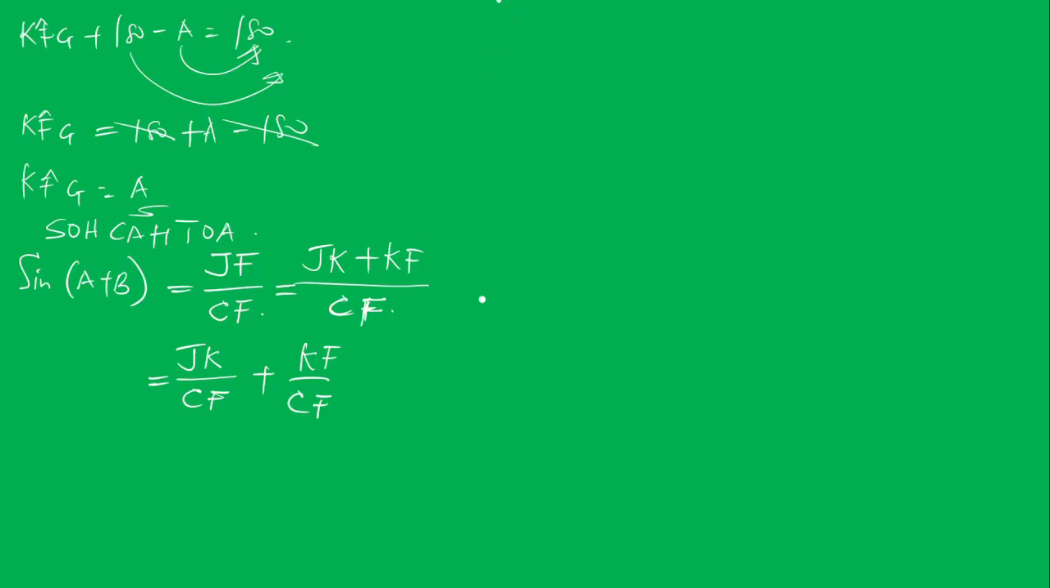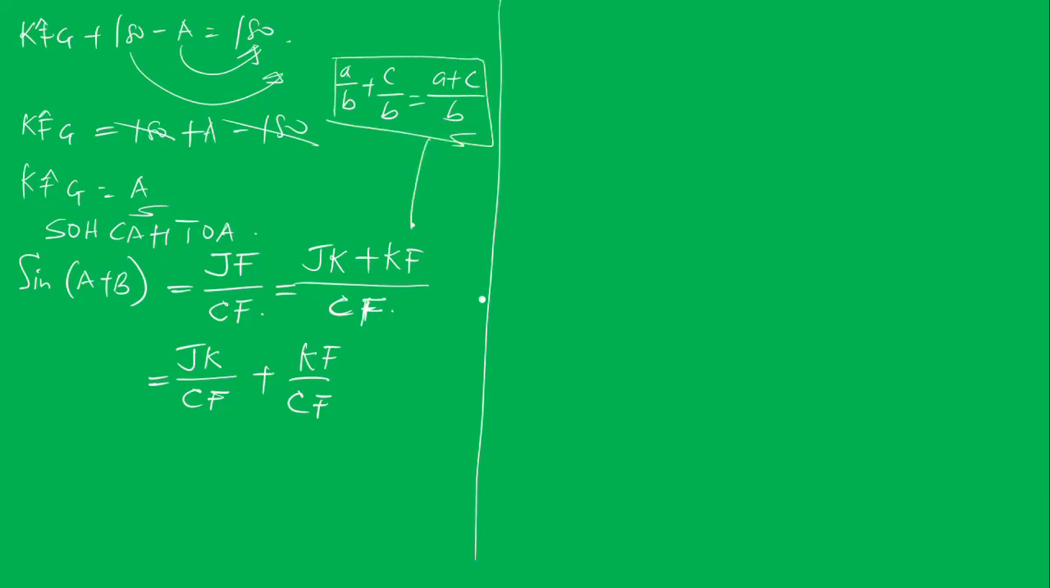So what we just applied here is the fraction rule, where if you have A all over B plus C all over B, it's the same thing as saying you add the numerators. Since the denominators are the same, you add the numerators, A plus C all over B. So this is the expression we just used here.